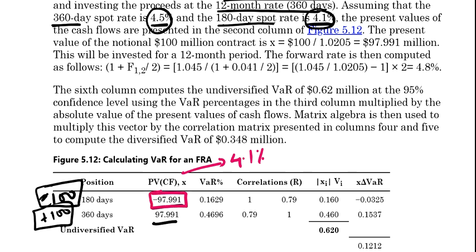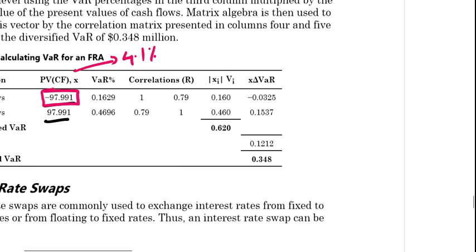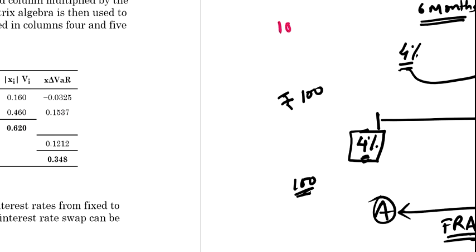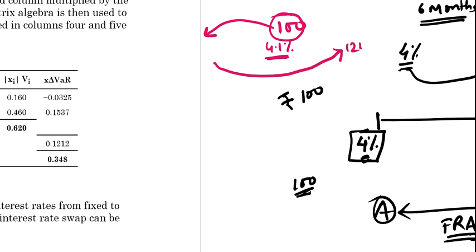Means you have to understand that you have taken a loan of 100 at the rate of 4.1%. Okay, but how much amount you are going to invest for 12 months? The present value of this 100. Clear? That amount you are investing for 12 months. Suppose, let's take an example.